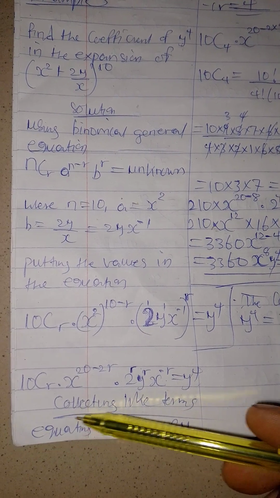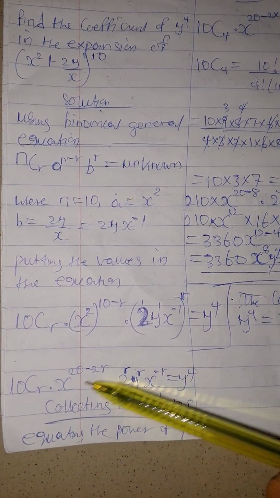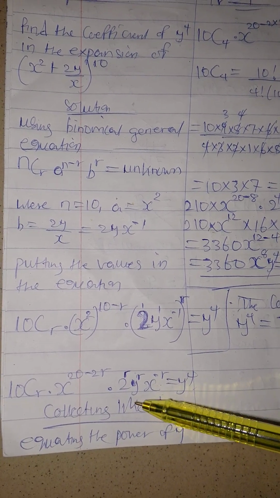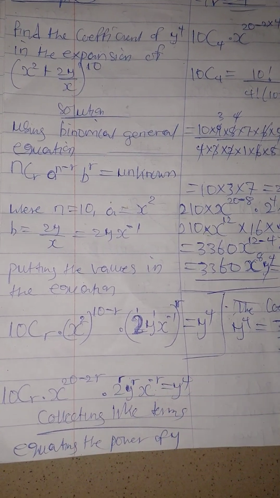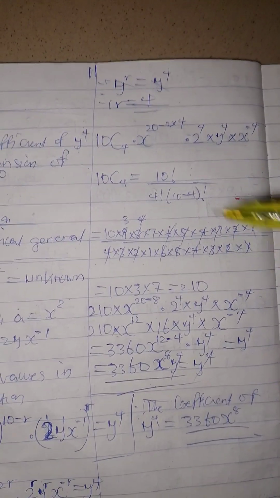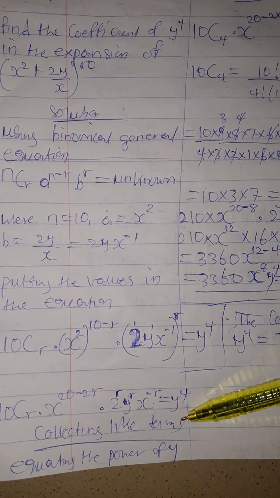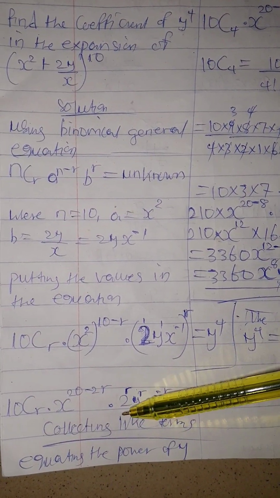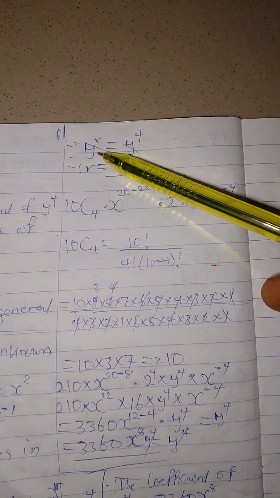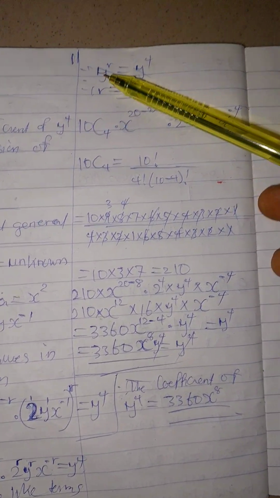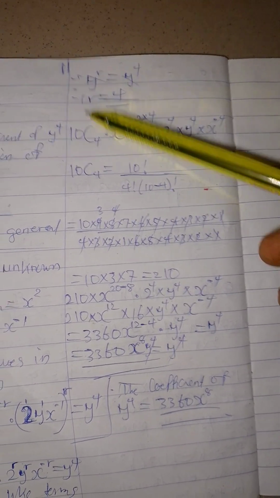Therefore, I have to collect like terms. Now, equating the power of y, only equate the power of y. The power of y here is y raised power r equals y raised power 4. So that becomes y raised power r is equal to y raised power 4. Therefore, if you cancel out the bases, we have r is equal to 4.